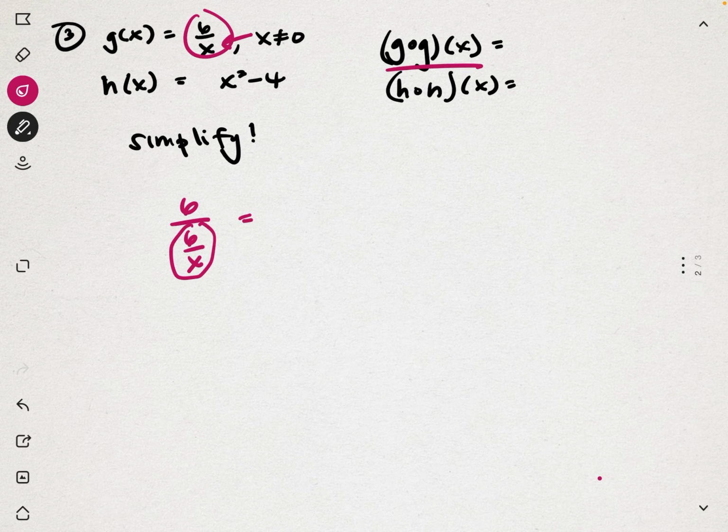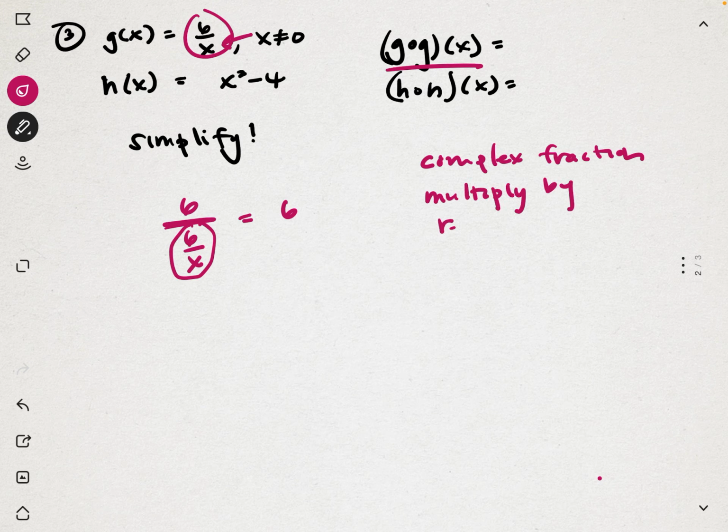So what this is going to be equal to is, well, we have the 6 on top. And when we're simplifying, we don't like complex fractions. So anytime we have a complex fraction, all we need to remember, a fraction inside of a fraction, is we're going to change that division symbol here to multiply by the reciprocal.